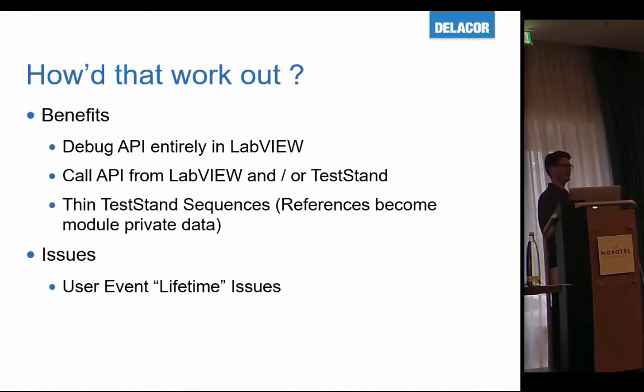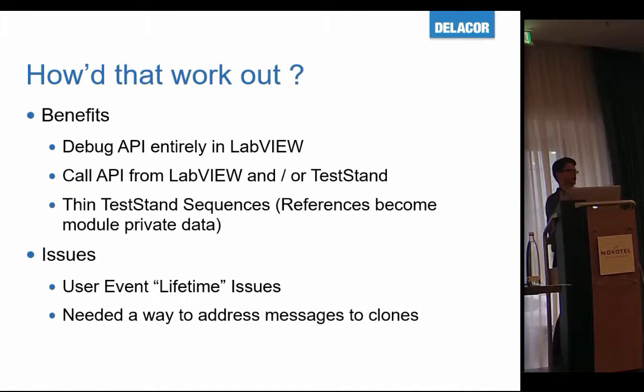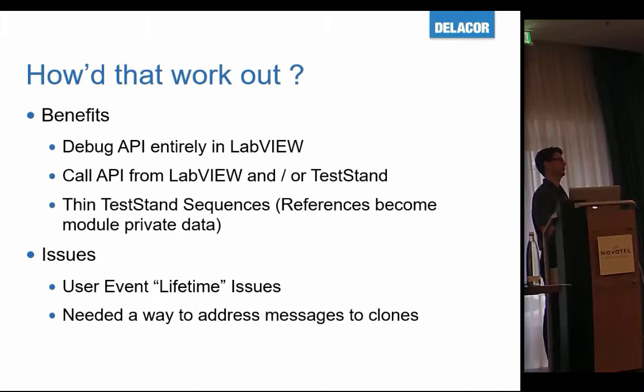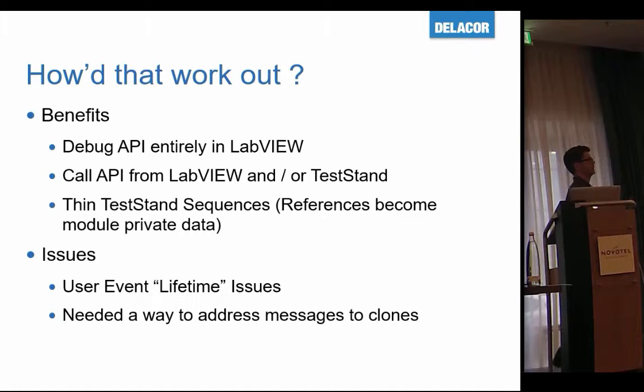I needed a nice way to address clones. If I had multiple DUTs and I had a module responsible for DUT control, I needed a way to address each of my clones in a logical way that made sense to TestStand. TestStand has the concept of a test socket index. It's a numeric value, so it made sense that my clone would have some kind of numeric identifier.